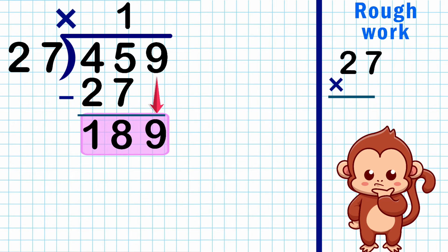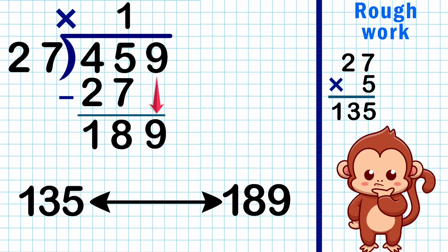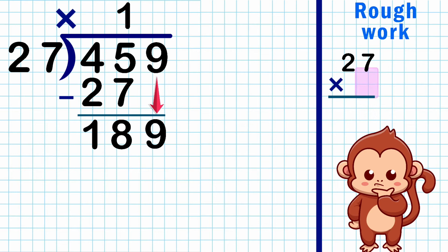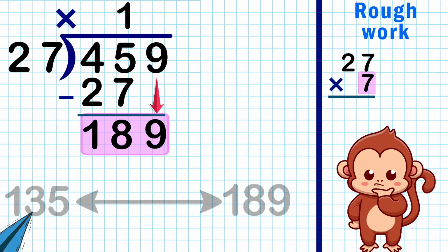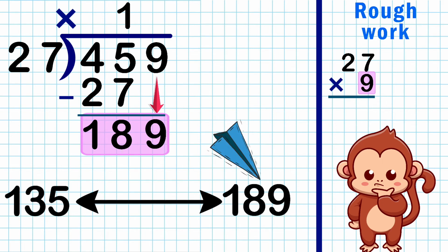Let's try multiplying 27 with 5. So, 27 multiplied by 5 is equal to 135. It is still too far from 189. It means we need to multiply 27 with a bigger number to get 189. As we already know the answer to 27 multiplied by 5 is 135, we will keep on trying with the next numbers until we land on 189 or somewhere near it.